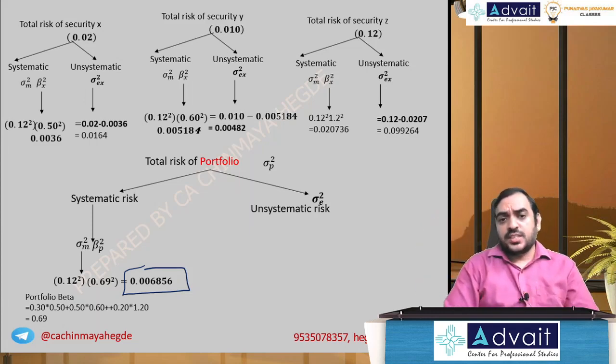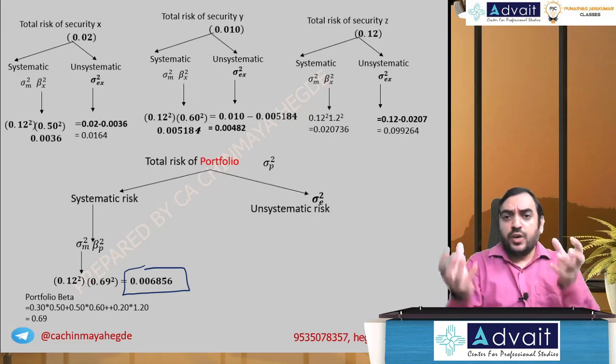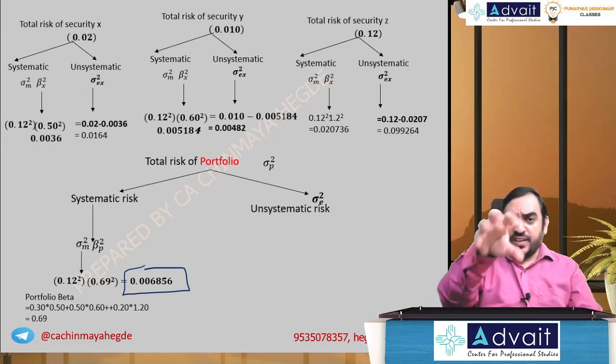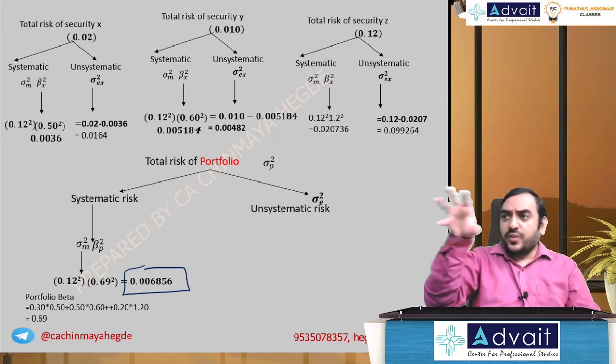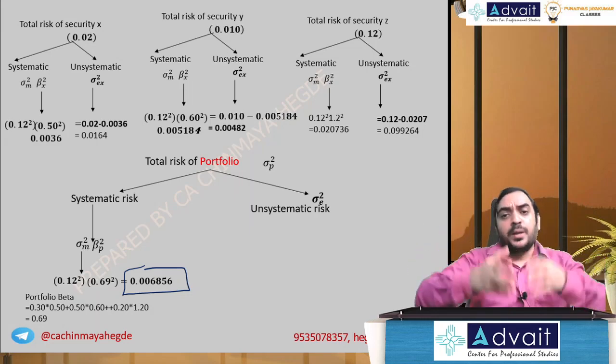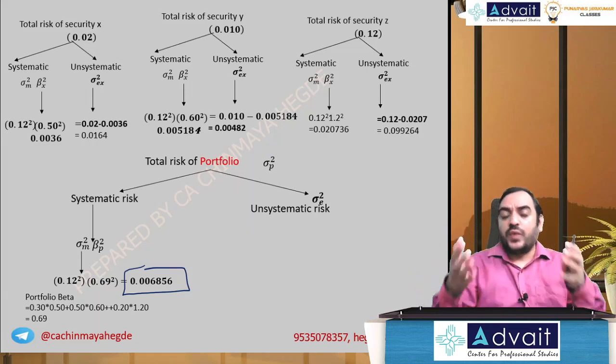Okay. Hope systematic risk is done. Let me come to unsystematic risk. Unsystematic risk, what we are going to do? We do a weighted average. We take the X unsystematic risk, we take the Y unsystematic risk, we take the Z unsystematic risk. Then we mix all of them by multiplying by their weights.